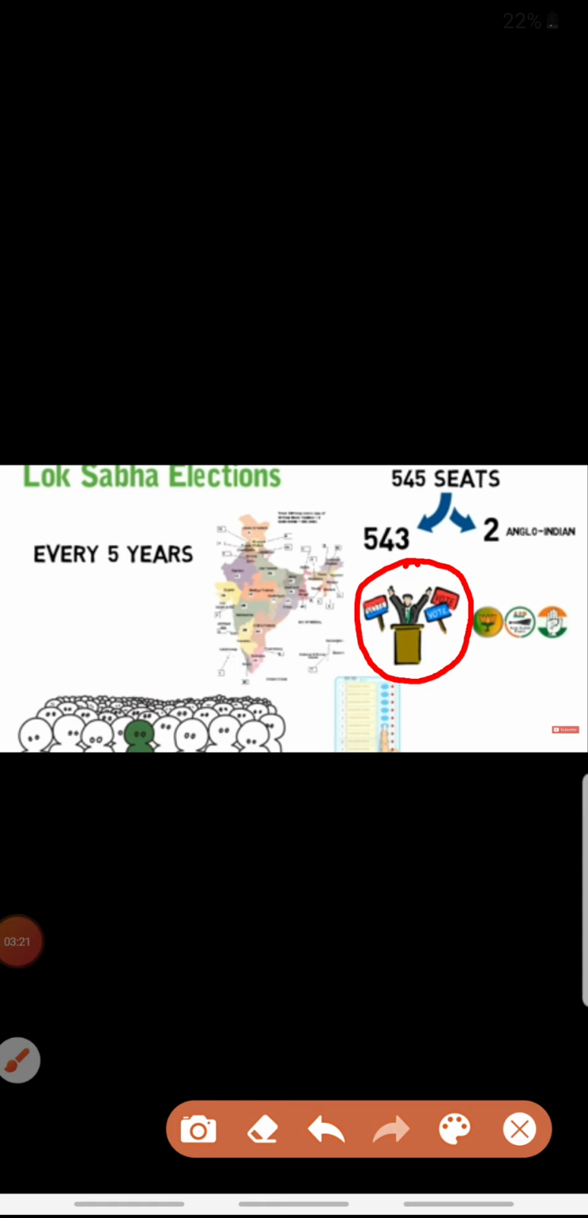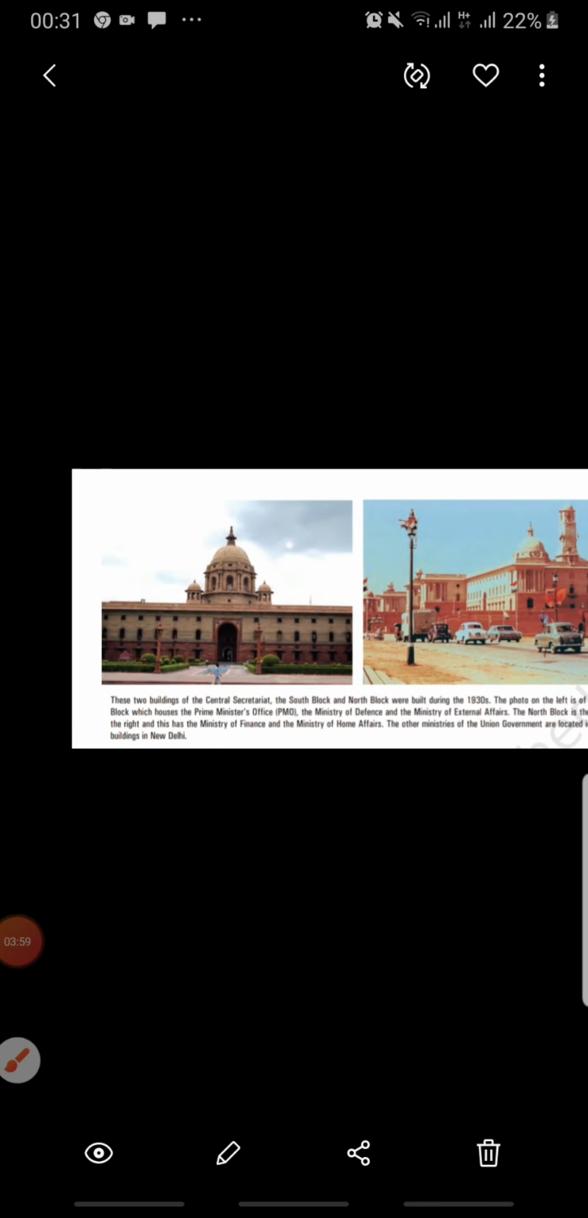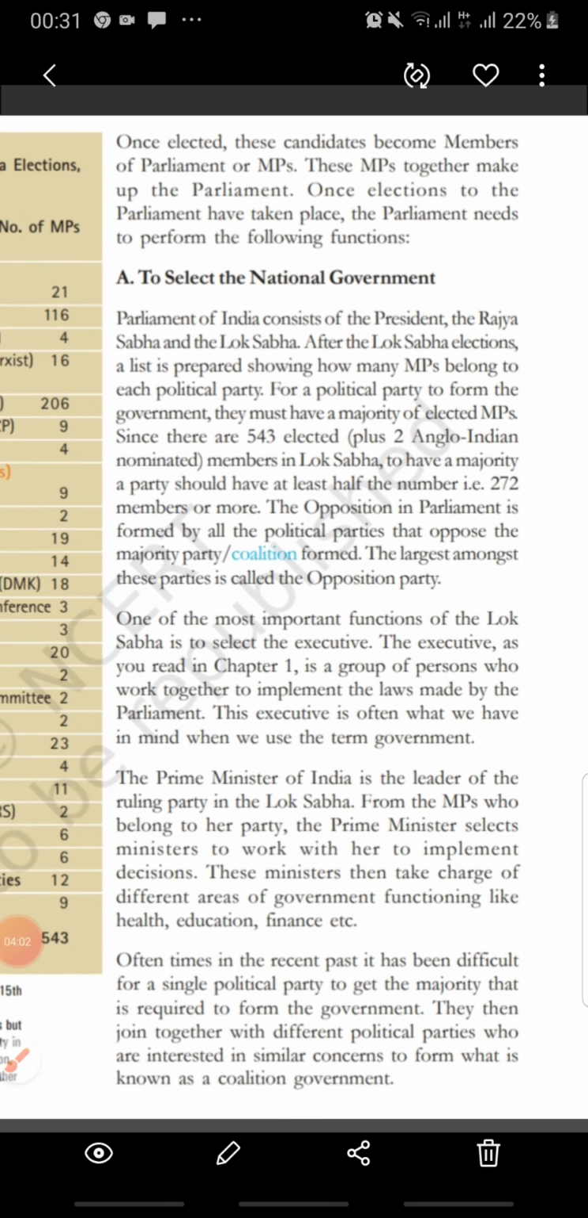The PM selects ministers from different departments from the group of MPs from his ruling party only, children. They work under the PM to implement different decisions. These ministers are in charge of different areas such as finance, health, education, etc. So in the same way as we have seen in the state government, the central government also works the same way. So the head of the winning party is the PM. In the state, the head of the winning party is the Chief Minister, CM.